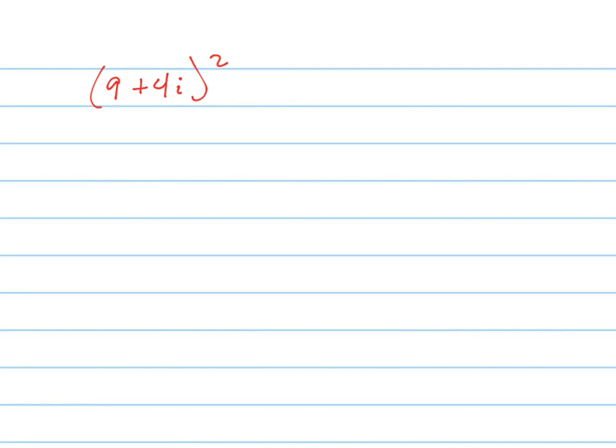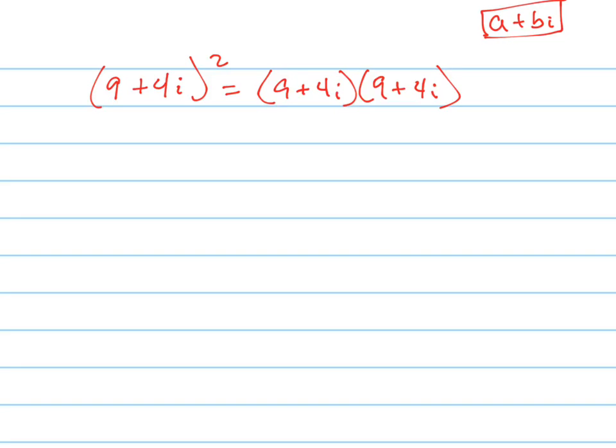Let's do some simplifying of complex numbers. So every complex number can be written in standard form, which is like this. So what I want to do for this number is FOIL it out. I'm going to write it like that, plus 4i. Now I'm going to distribute the 9 into both of those and the 4i into both of those.